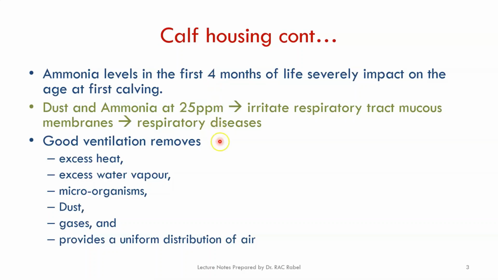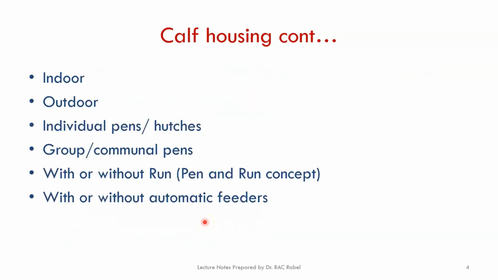So what good ventilation does is it removes the excess heat, excess water vapor, microorganisms, dust, gases like ammonia, and it provides a uniform distribution of air, right? So these are compulsory factors that you need to consider when you are designing a calf barn, right?